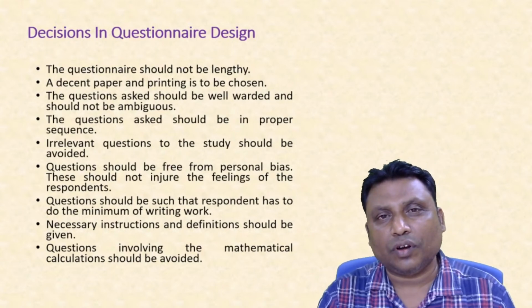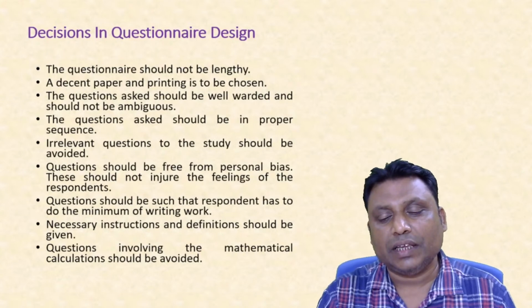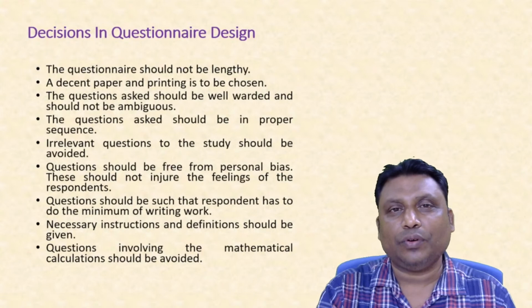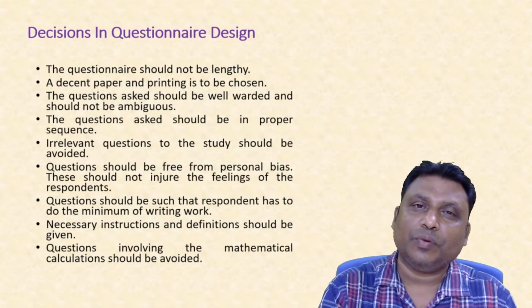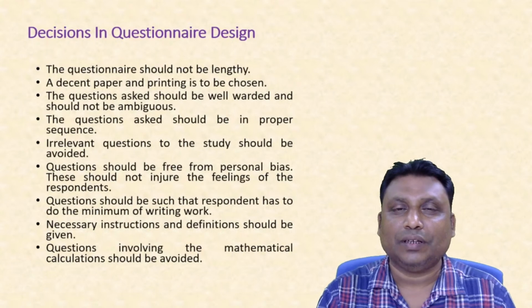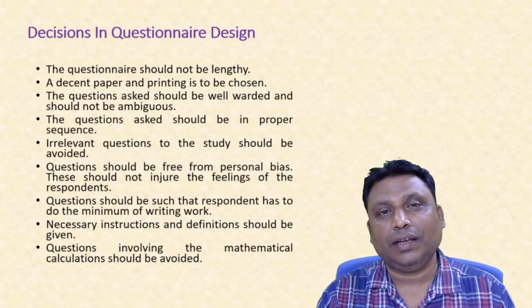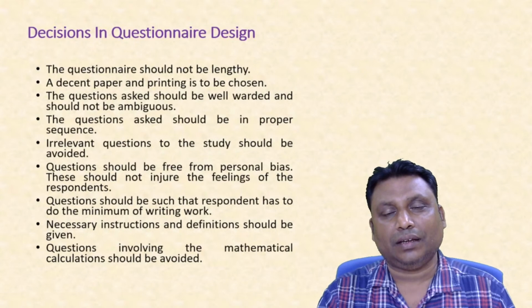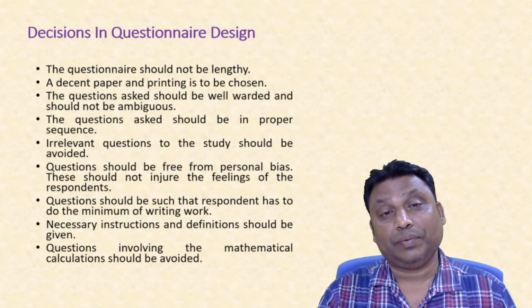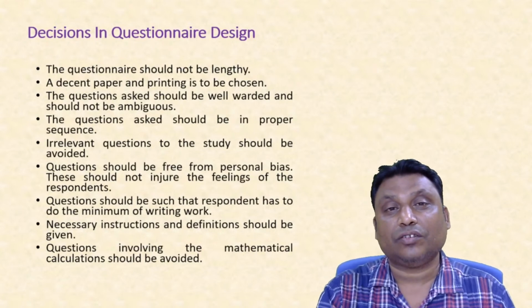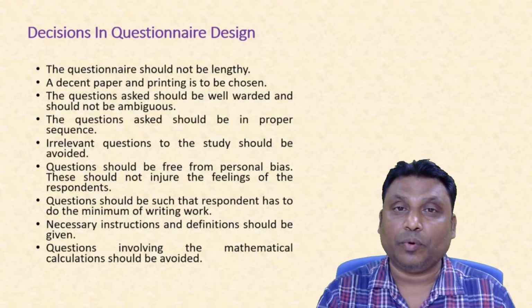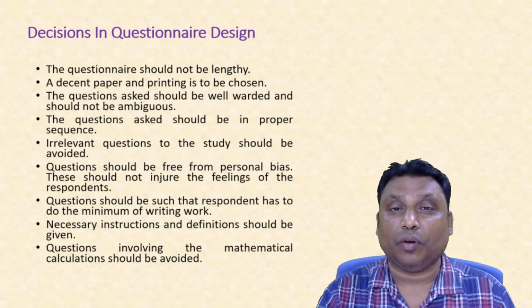You don't write the words strongly agree. Strongly agree means you put 5. Agree means you put 4. Neutral means you put 3. Disagree means you put 2. Strongly disagree means you put 1. Suppose you can reverse it: 1 for strongly agree, 2 for agree, 3 for neutral, 4 for disagree, 5 for strongly disagree. Accordingly, you give the instruction above the questions. This is very, very important. If the instruction is not given properly, the respondent may fill in the form wrongly.